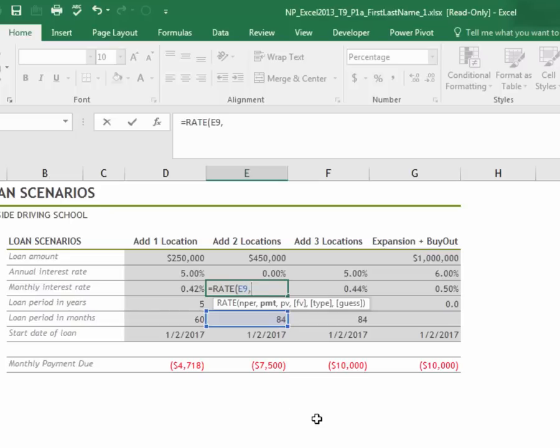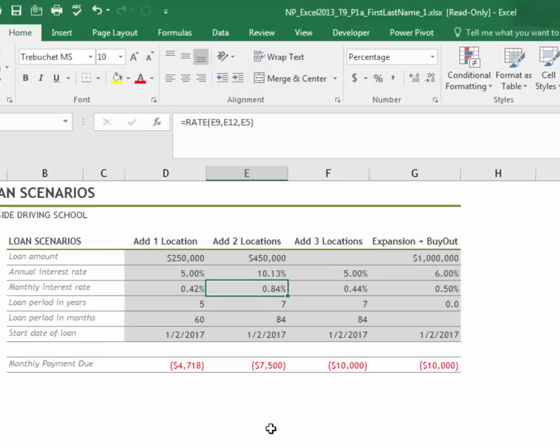And then we want to know, well, what is the payment? So it's negative 7,500, it's leaving our pocket. And the present value is, we have 450,000 today that the bank loaned us. And again, optional, future value, type, and the guess. If we needed to go there, we'll just hit 0 and we'll hit enter, and there we get 0.84% is the monthly interest rate. Then of course we'll take that times 12 to get the annual interest rate.